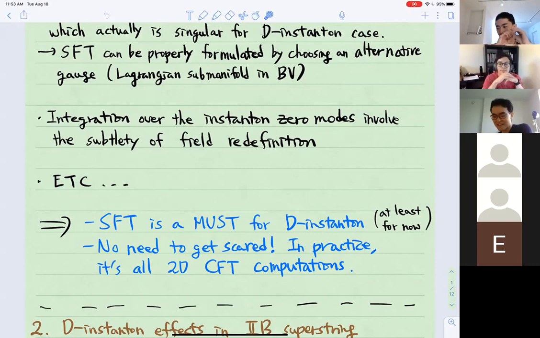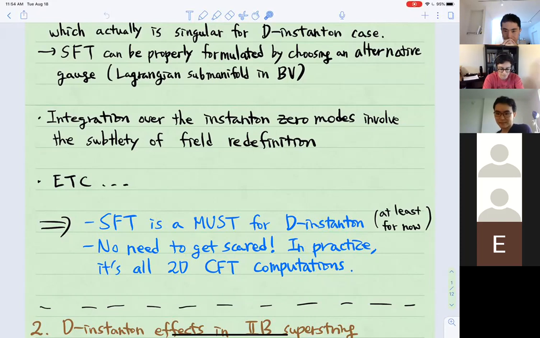Okay. But hopefully nobody left because I'm talking about string field theory. I want to tell you that you don't need to get scared. String field theory might sound like a monstrous construction, but in practice, all one is doing is just the usual 2D CFT computation. And I'm going to, in the end, give you a very simple string field theoretic computation, which actually gives a non-trivial contribution to our computation. So are there any questions so far? I'm just trying to convey the message that we need string field theory.